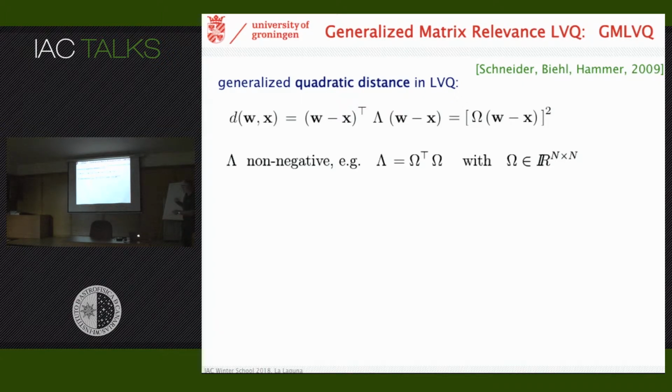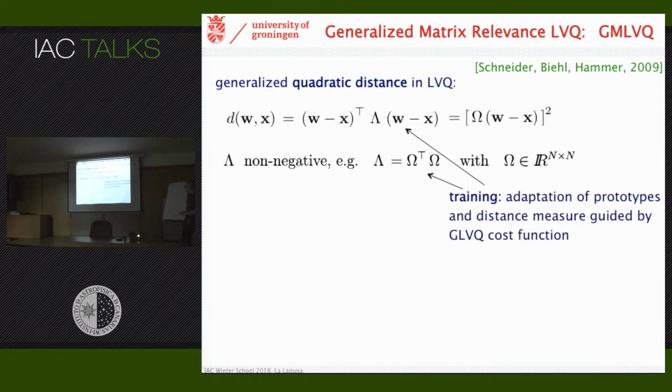So either we say we train a different distance measure, we obtain a different distance measure from the training, or we say we train a linear transformation so we can use Euclidean distance in that transformed space. But mathematically, it's the same thing. So training then is the adaptation of the prototype vectors, but also the elements of omega.